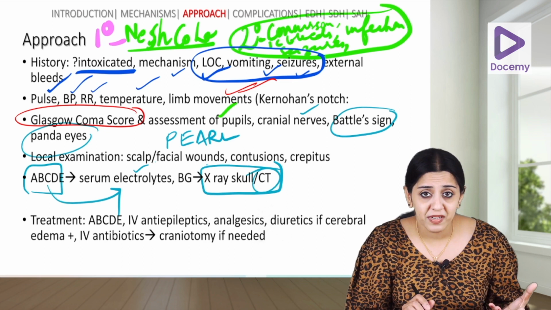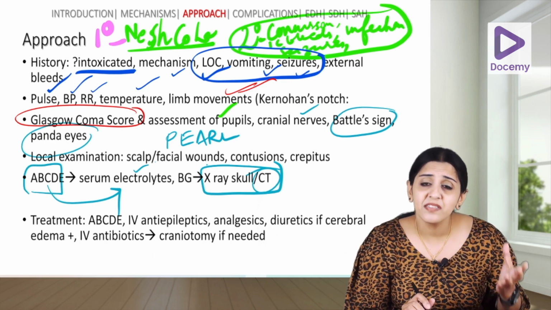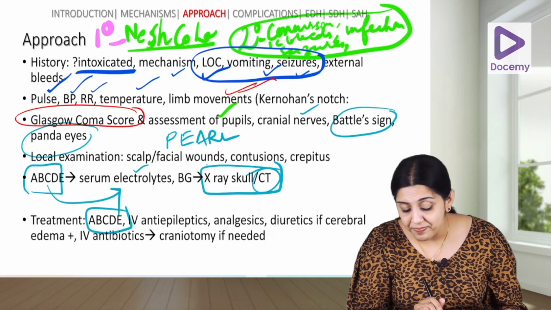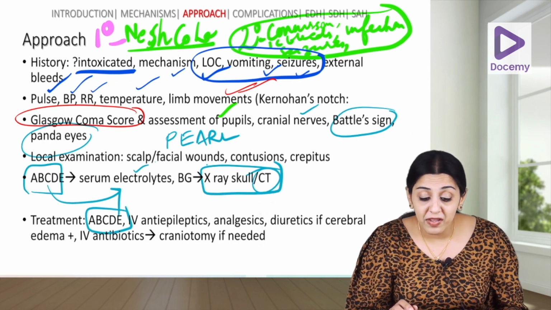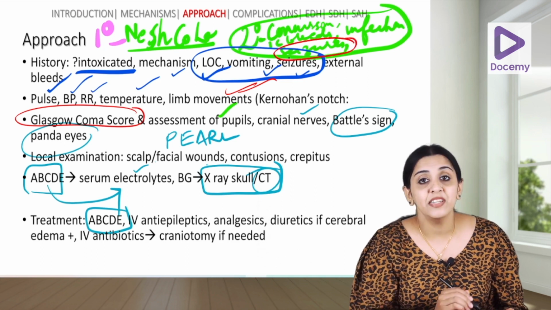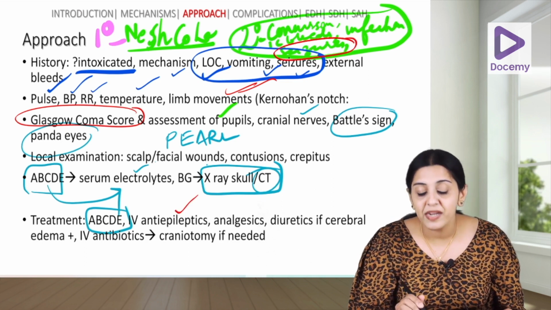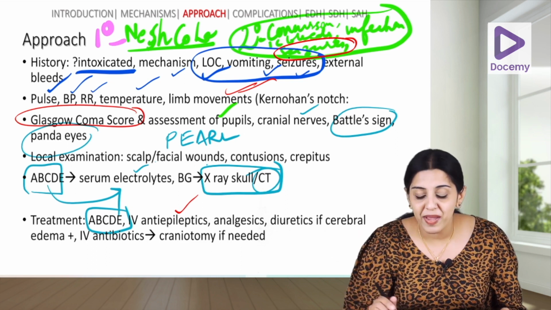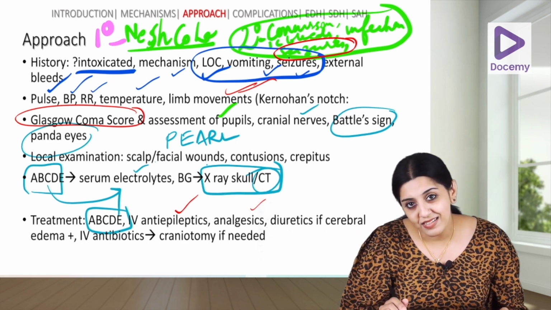Okay, what is the treatment? Of course, because this is a trauma, ATLS is the primary treatment, A, B, C, D, E. Then I've already told you that there can be secondary injuries like seizures. So you have to anticipate it and give IV anti-epileptics. Also, because of the pain, you can try to give analgesics.